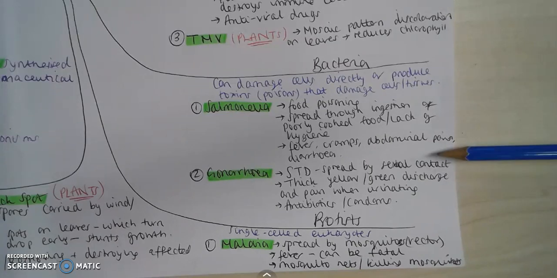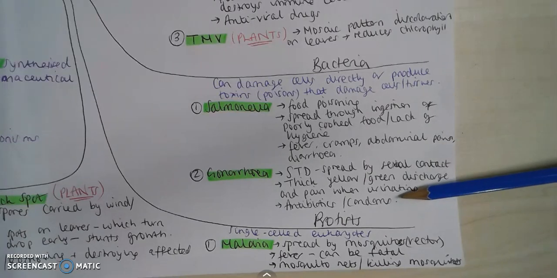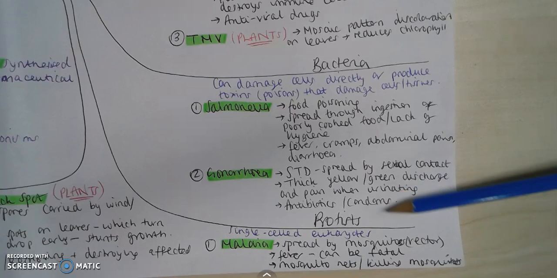Second human example for a bacterial infection is gonorrhea. So this is an STD, so it's spread by sexual contact. Symptoms are usually a thick yellow or green discharge and pain when urinating. Typical treatments for this are antibiotics, because obviously it's a bacterial infection. Condoms can also prevent the spread of it as well. So those are the two methods of prevention, and then obviously treatment with the antibiotics.